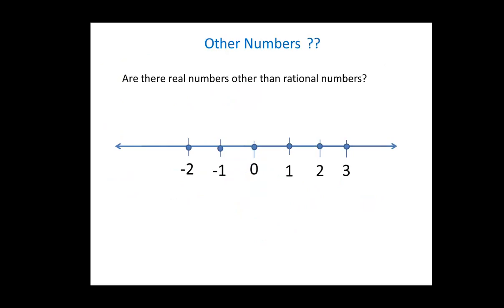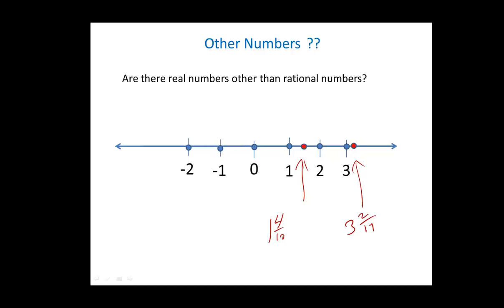What else? Are there any numbers other than rational numbers? It seems like if you take a point on the number line, that should be some kind of a fraction, you know, like maybe that's 1 4/10, maybe that's 3 2/17. It seems that any point on the number line would correspond to some fraction.